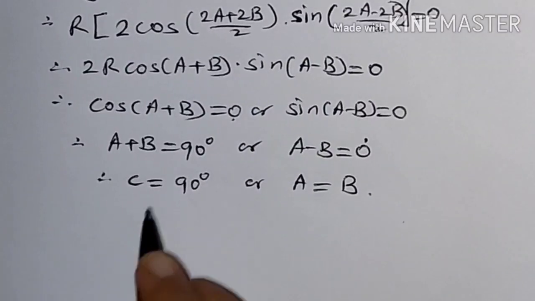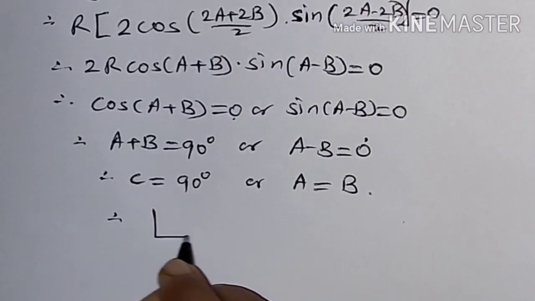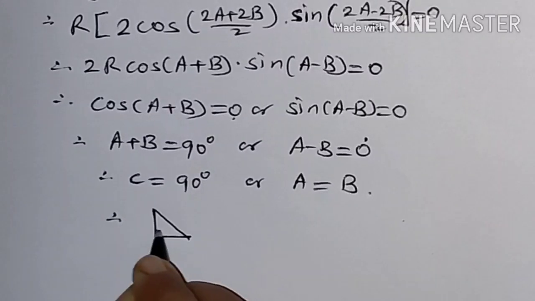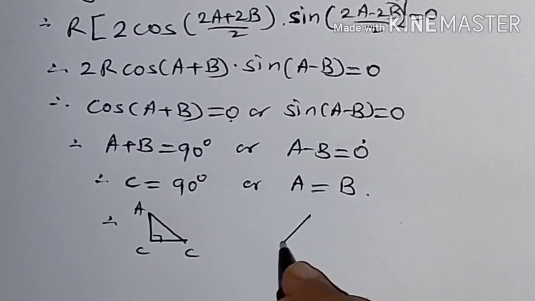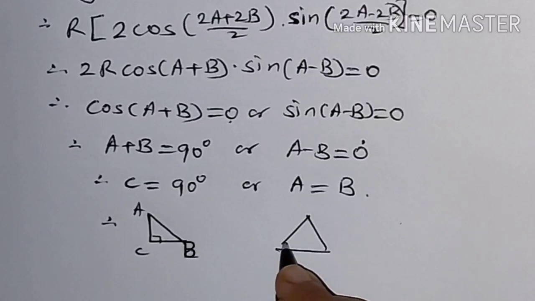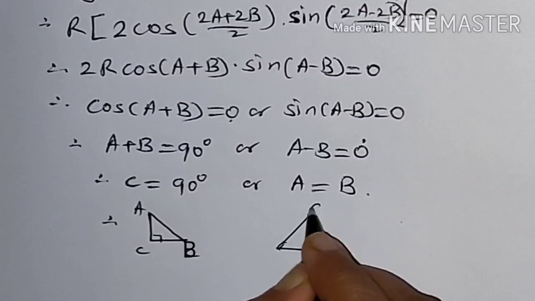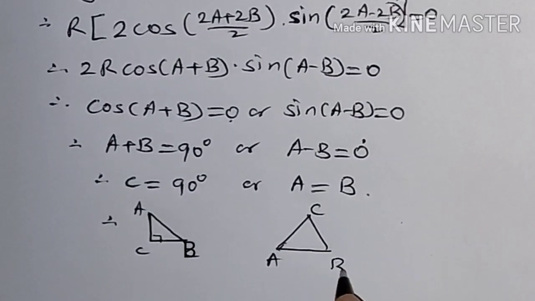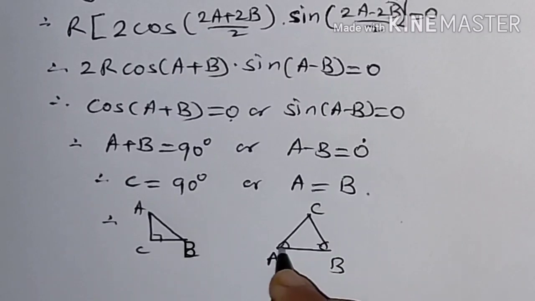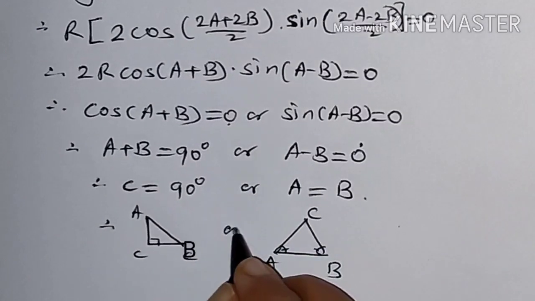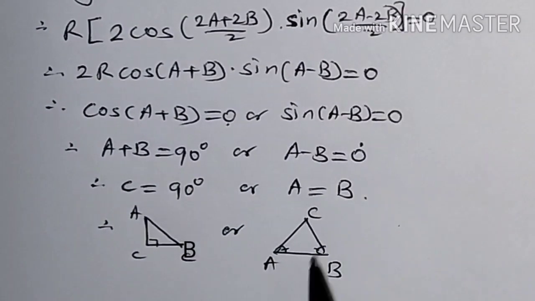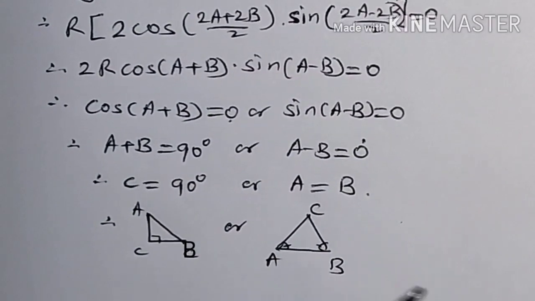So we have a triangle right angle at C, or the other possibility is these two angles equal. So the triangle can be either right angle or it can be an isosceles triangle.